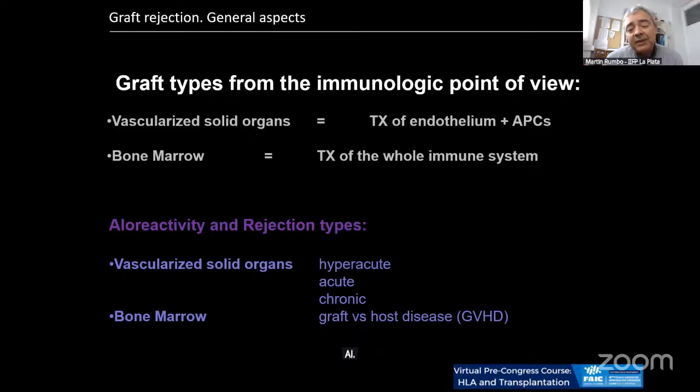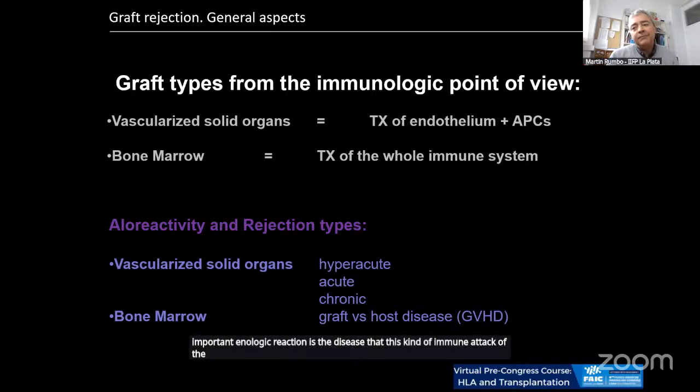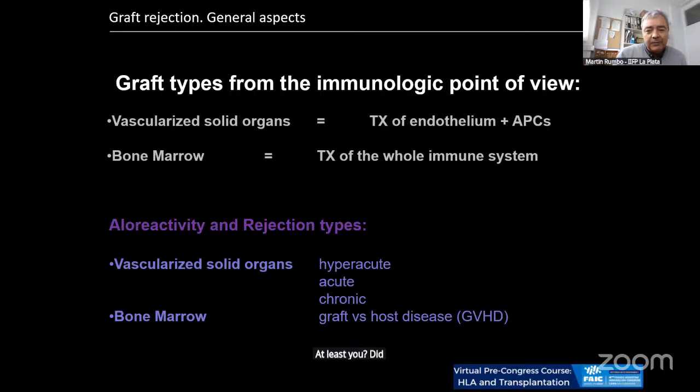And in bone marrow transplant, the most important immunologic reaction is graft versus host disease, that is a kind of immune attack of the immune cells that are elicited with the bone marrow transplant against the host cells.